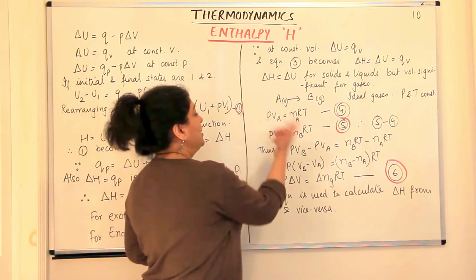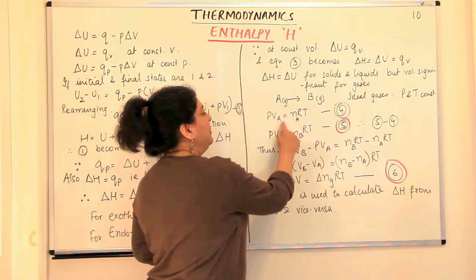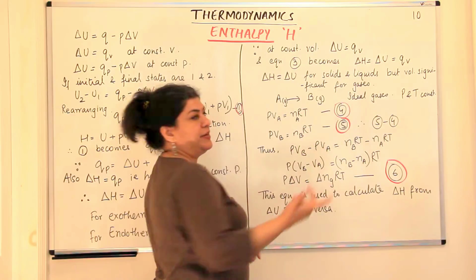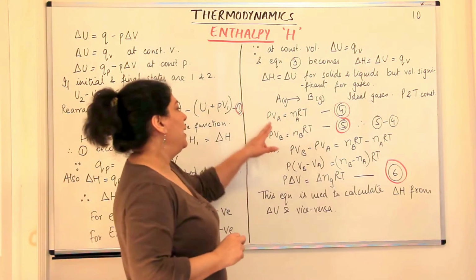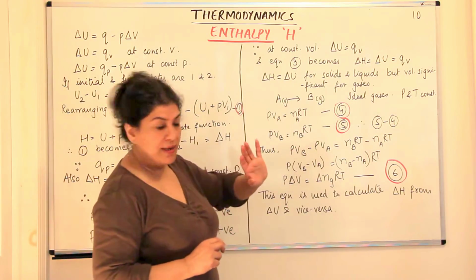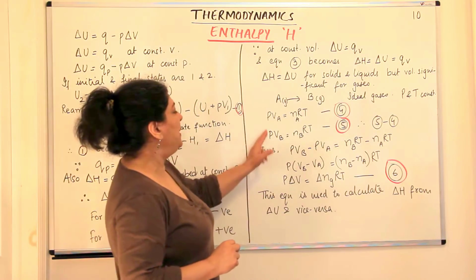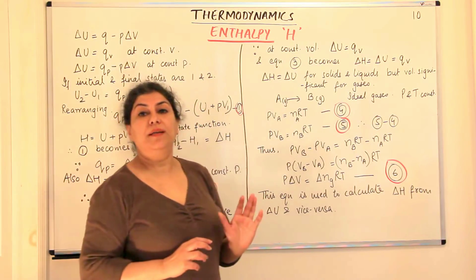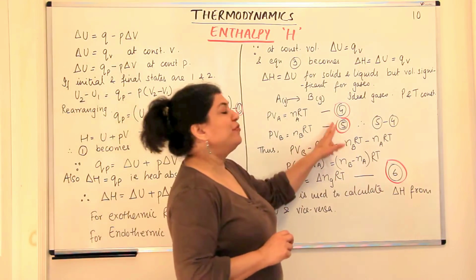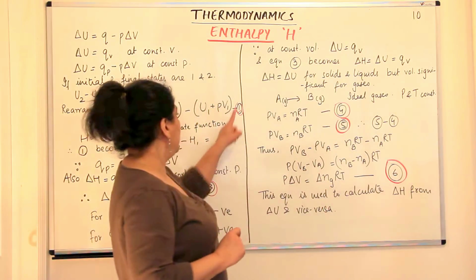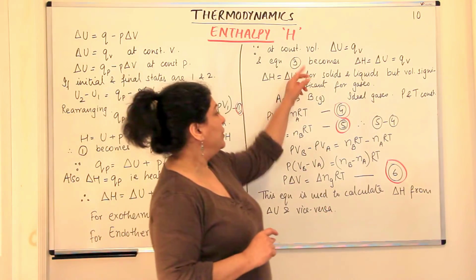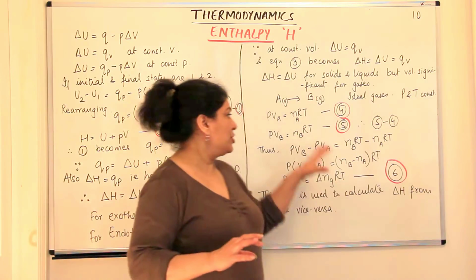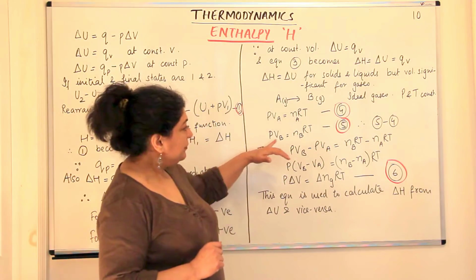So P times the volume of A will be equal to the number of moles of A, times R, which is a constant as it is, times T. PVA is equal to nART, and for B we will write PVB is equal to nBRT. We number these equations as 4 and 5. I have circled the numbers of the equations with red marks so that you don't get confused. It's not a part of the equation.